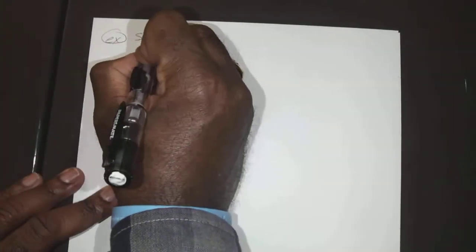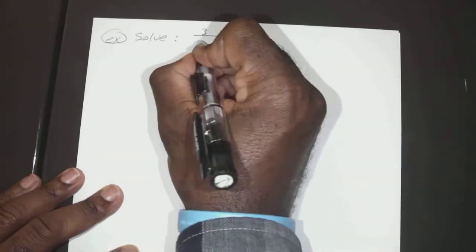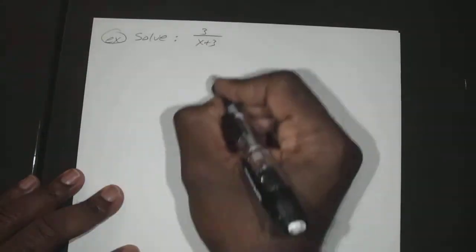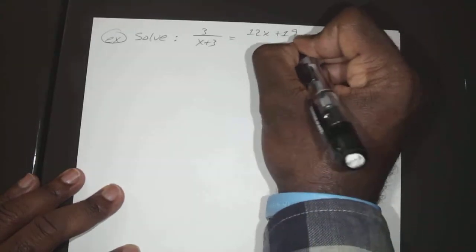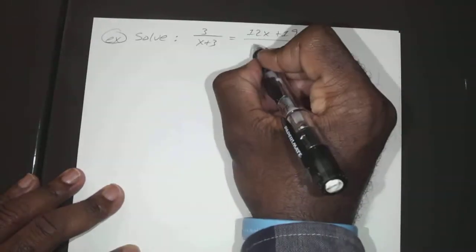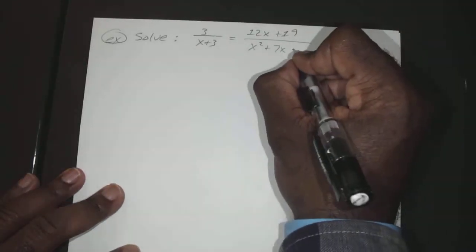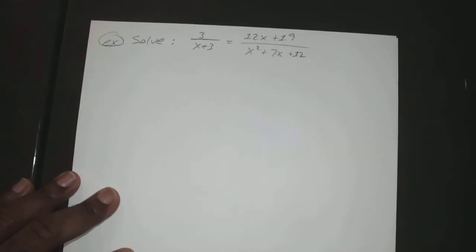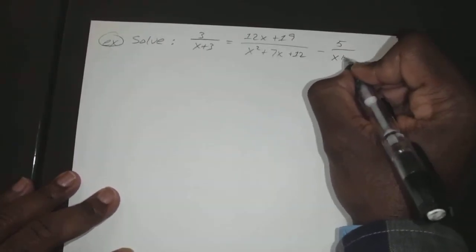Okay, so what if we wanted to solve 3 over x plus 3 equals 12x plus 19 over x squared plus 7x plus 12 minus 5 over x plus 4.